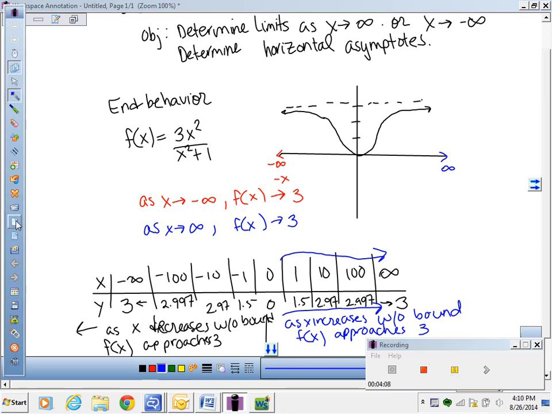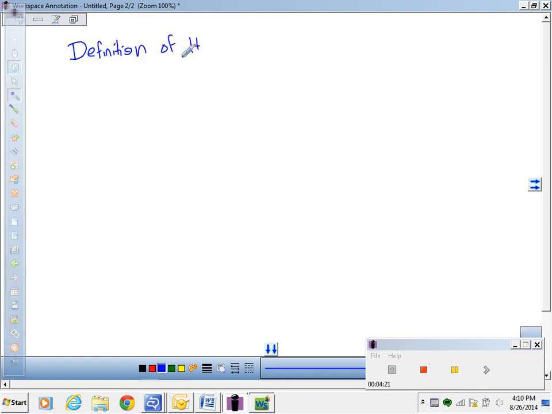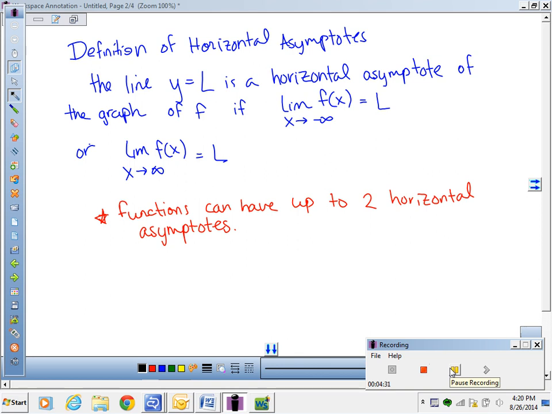Okay, so that leads me to my definition of horizontal asymptotes using limits. So here's a definition of horizontal asymptotes using limits. The line y equals L is a horizontal asymptote of a graph of f if the limit of f of x is equal to L as x approaches negative infinity, or if the limit of f of x, as x approaches positive infinity, is equal to L.